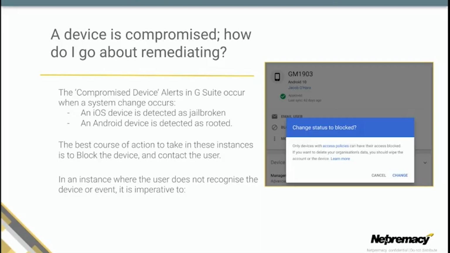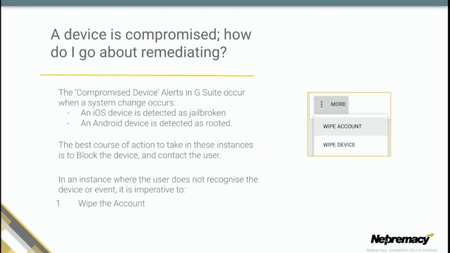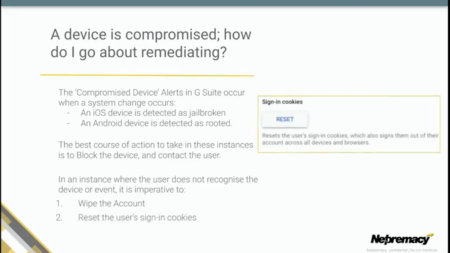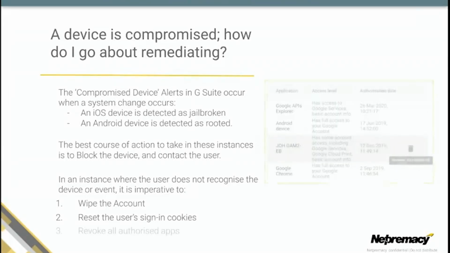But for instances where a device is compromised and the user hasn't made these system changes, it's really important to take a couple of steps. First of all, it's really wise to wipe the account from the phone and to block the device. Wiping the account, like I said before, will get all the data off, but if we block it as well, it means it can't get more data onto the device. We should then reset the user sign-in cookies. And this isn't so much about MDM, it's more about just good management of user credentials and user safety. If we reset the user sign-in cookies, it'll log them out of all devices and all browsers. And it'll mean that you, again, have data only where you want it to be.